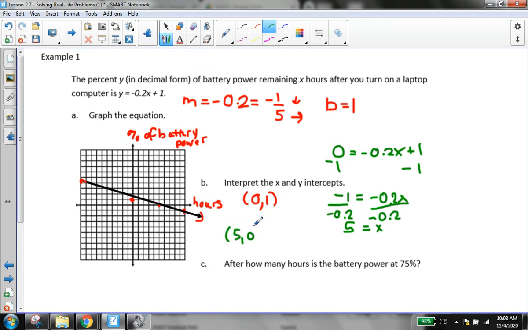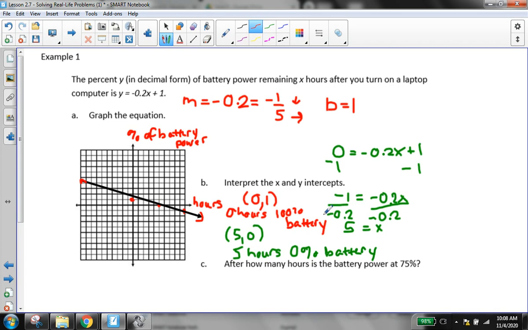If I'm interpreting what this actually means, for the x-intercept, since x represents hours, 5 hours, 0. The y-axis is percentage of battery, so 0% battery. For the y-intercept, I'm going to do that here: 0 hours and a 1, and this is in terms of percentage, so I'm going to say 100% battery.